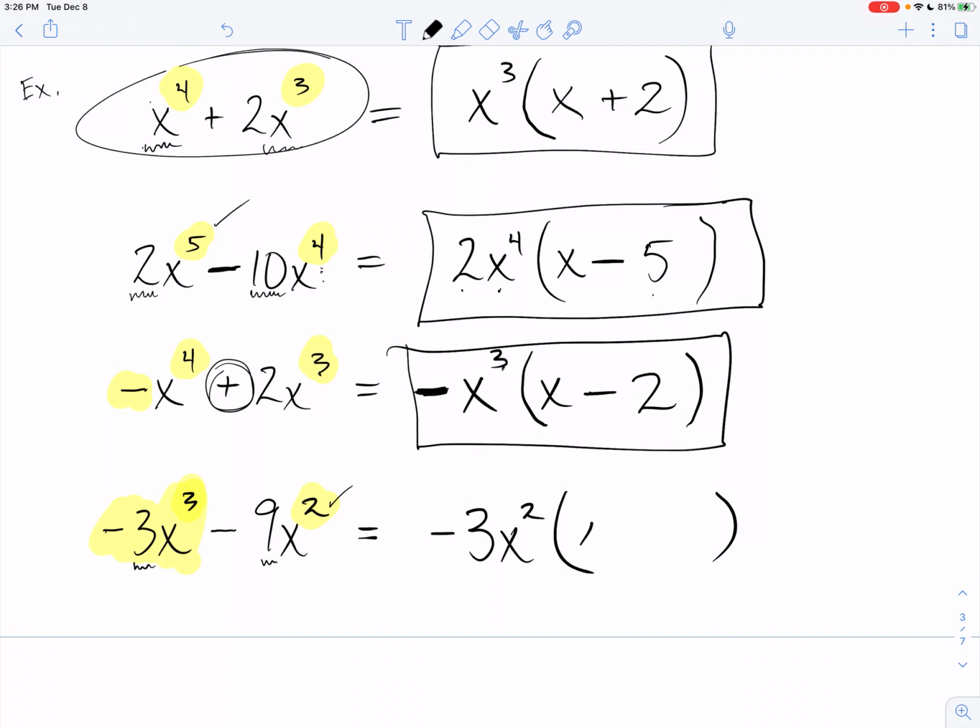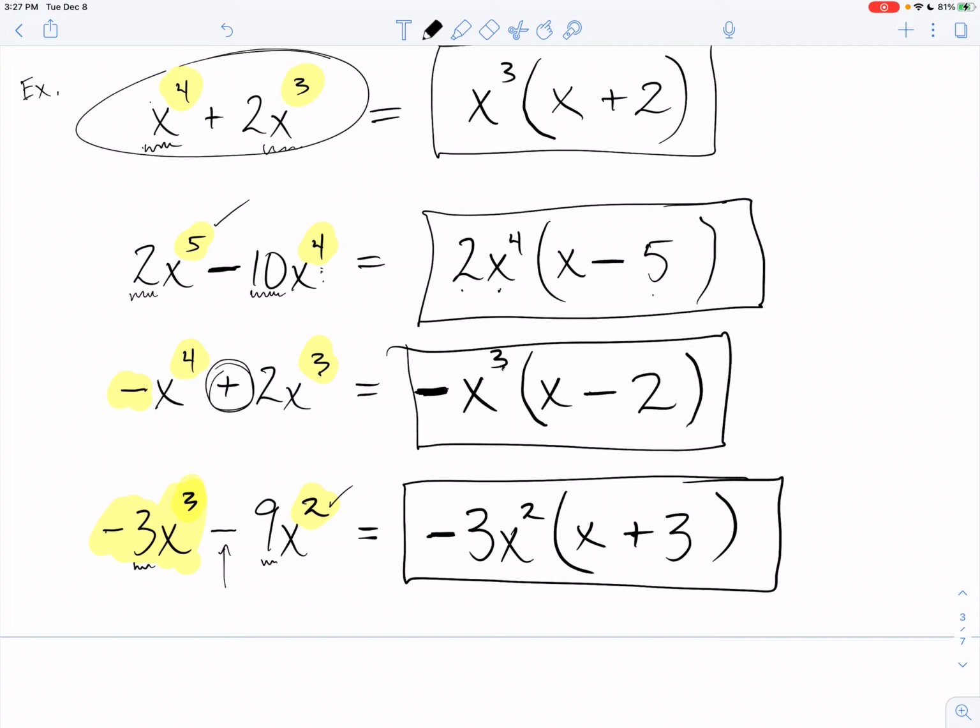Negative x squared times x would give me negative x cubed. And I already have a minus, so I need a plus, because a negative times a positive would give me back that minus. And all I need here now is a placeholder. That would be a 3. And I am done. So if you need to, pause it, take a look at these. Find that pattern that I'm showing you, because it doesn't change. Once you know that trick, it's going to stay the same.